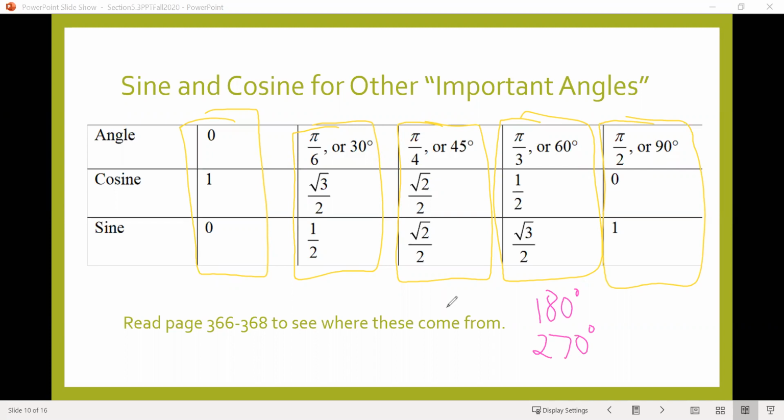The last thing I want to say is if you're really curious where these values came from for pi over 3 and pi over 6, you can look at these pages in your book.